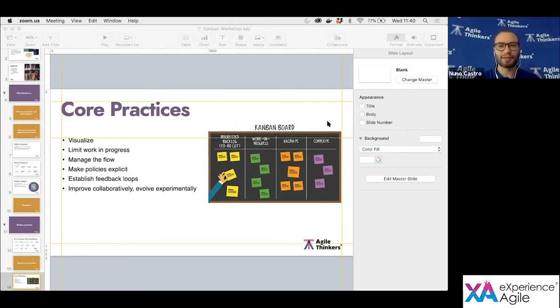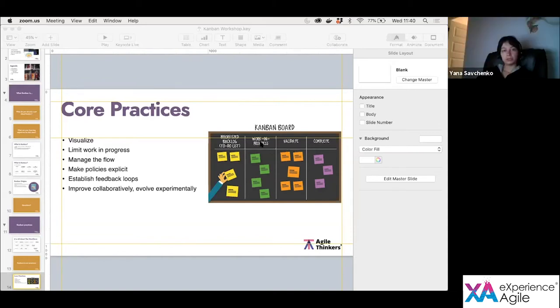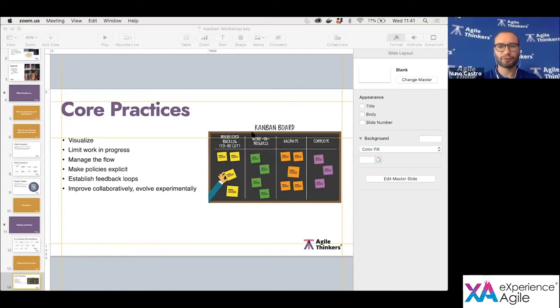Second breakout room, André Pinheiro, Mário Silva, Rui Pedro Pereira. Which one do you guys want? Is any of those guys here? All right, we'll go back there in a few minutes. Breakout room number three: André Silva, Luis Monteiro, Telmo Araújo, Yana Shevchenko. Manage the flow. All right, manage the flow for breakout room number three.